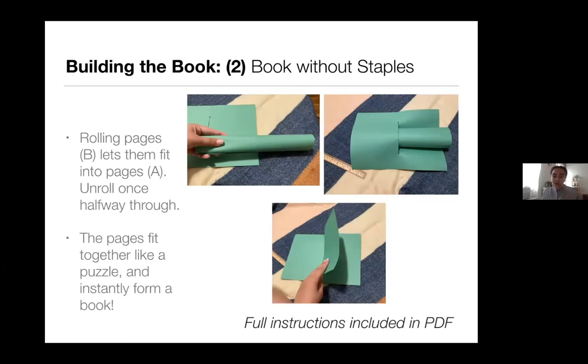They can help you with the measuring, and they can help with the cutting if they're figuring out their scissor skills and working on those motor skills. Then you take the pages with the outer slits, the outer slices, you roll it, and it's going to go into the page that has the center slice. Kind of hard to do this with one hand. I need to focus on it.